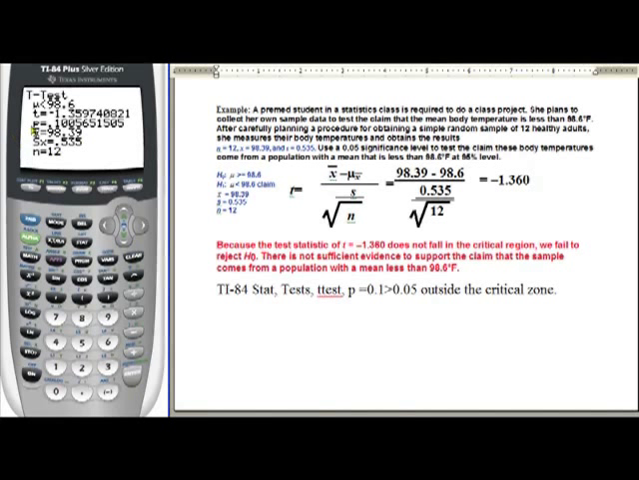When you do that, you get a p-value of 0.1, and that's greater than 0.05, so that means I'm outside the critical region. That means I failed to reject H null. So that means this is not good. How do I say that? There is not sufficient evidence to support the claim that the sample comes from a population with a mean less than 98.6. And this concludes the portion about hypothesis testing using your TI-83 or 84.